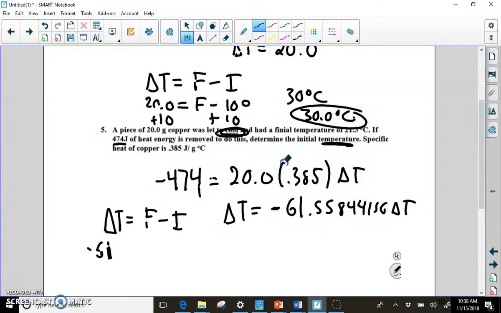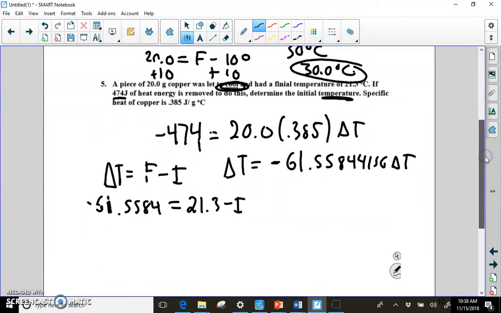So negative 61.5584 and whatever equals, so what did they give us in the question? Well, they gave us the final temperature. So I'm going to put that in here, 21.5, and we're solving for the initial temp. The algebra here is tricky. I need to scroll down a little bit. You got to watch your negative signs. Negative signs are going to mess you up here.